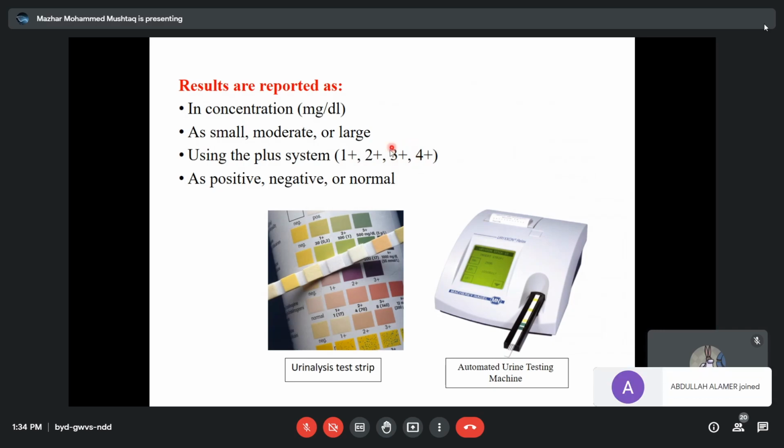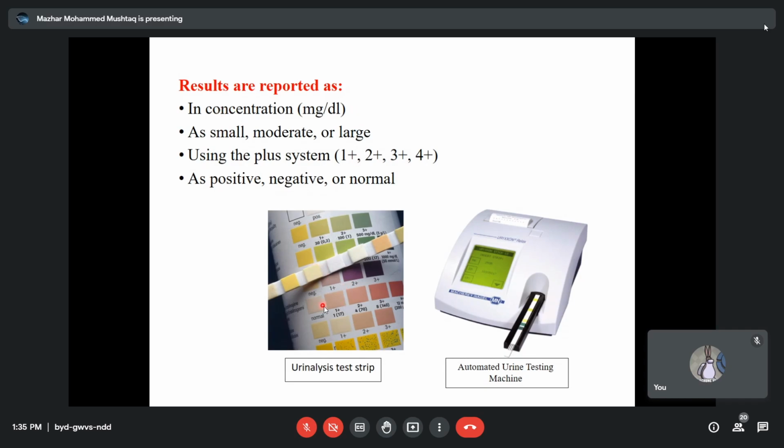If there is a +3, that means there is a moderate amount, and if it is +2, very less, or in case of +1, it is not present. Or in some cases, we used to say positive, negative, or normal. So these are the different things that you see in the report of a urine analysis. In concentration, sometimes it is written here.